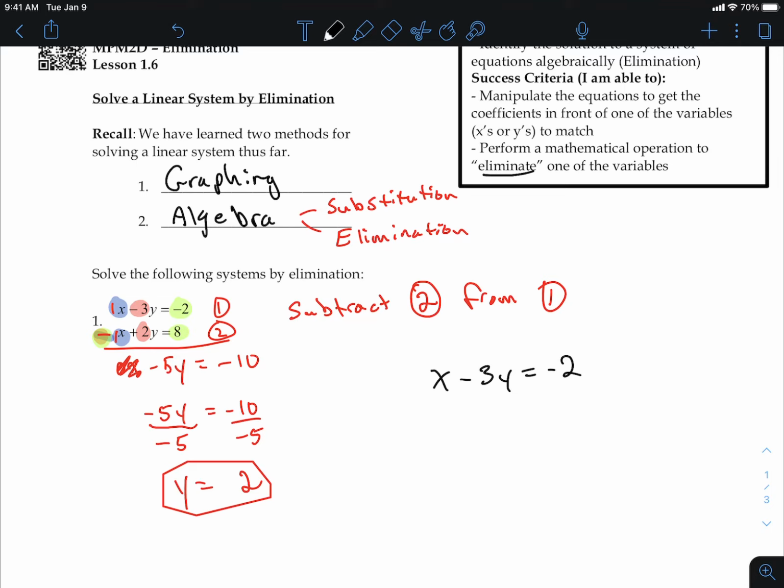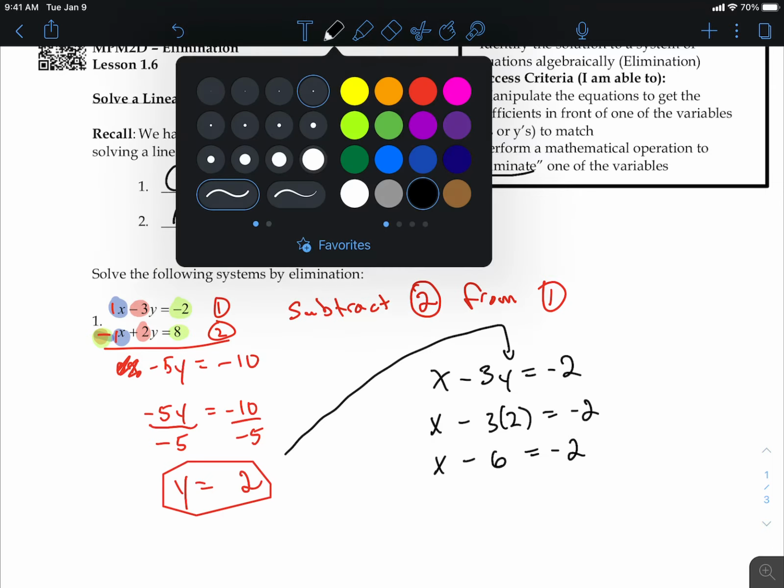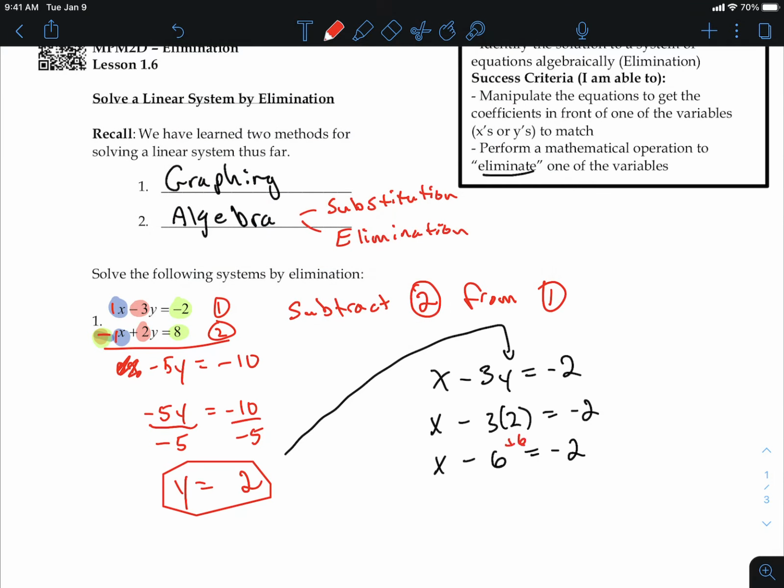I'm just going to rearrange it to get x by itself. Or you can plug it in right away. It doesn't matter to me, actually. If you want to plug the y value in right away, that's fine. x minus 3 times 2 is equal to negative 2. x minus 6 is equal to negative 2. Now I have to add 6 to both sides. These are a wash now. So x is equal to 4.